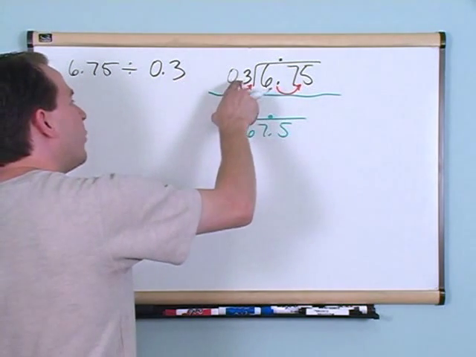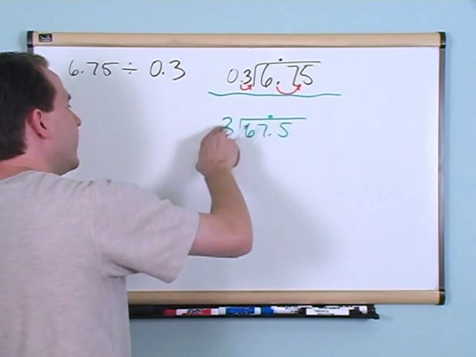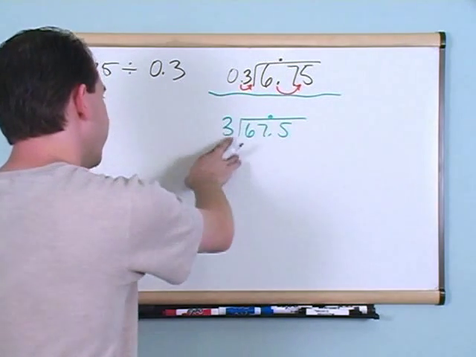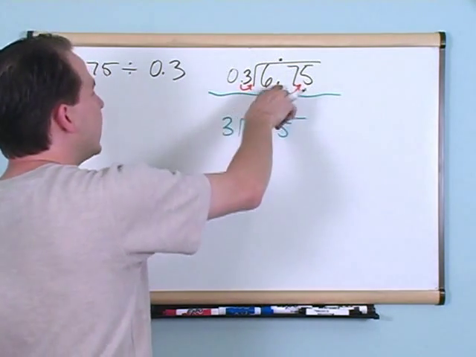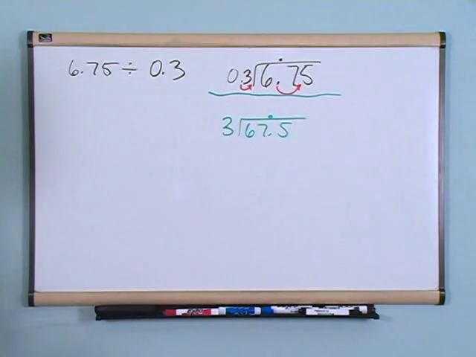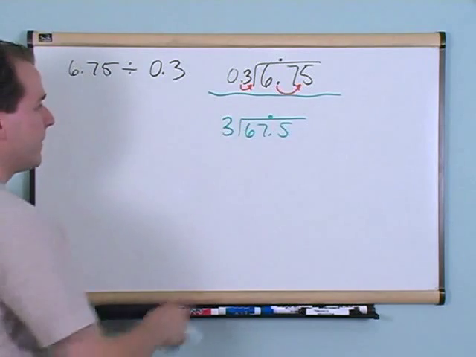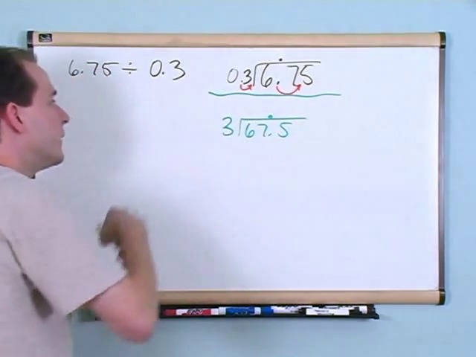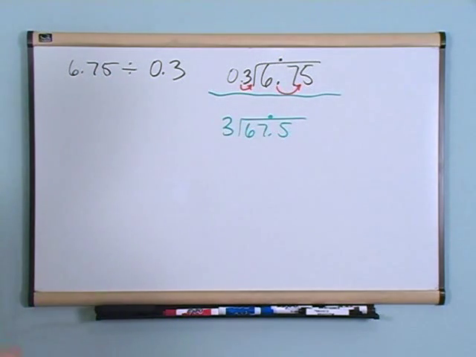So we move this decimal point 1 place to the right, and 3.0 is just going to be 3, so I can just write the 3 here. And I also have to do the same thing here. I have to move the decimal point the same number of places in each part of the problem. So I made it 67.5, and now I can go ahead and do my division.